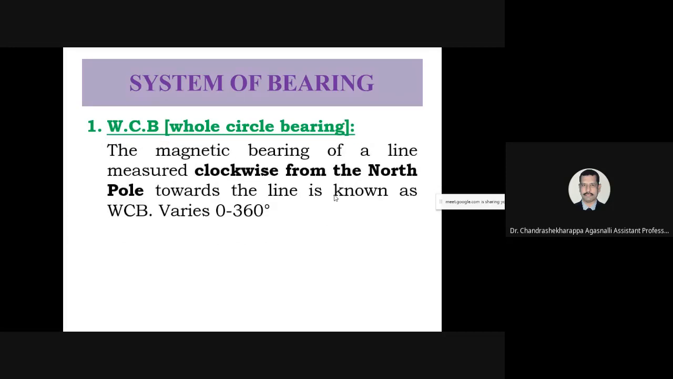Whole circle bearing: how you are going to read the compass. As I told you, WCB is called the whole circle bearing. When you draw a line, or do any mapping, I mean the survey, the magnetic bearing of the line is measured clockwise from the north pole. All the maps are with reference to the north direction, north so many degrees towards east or west, or south so many degrees east or west. Another terminology is northeast, southwest, north 10 degrees east, south 10 degrees west.